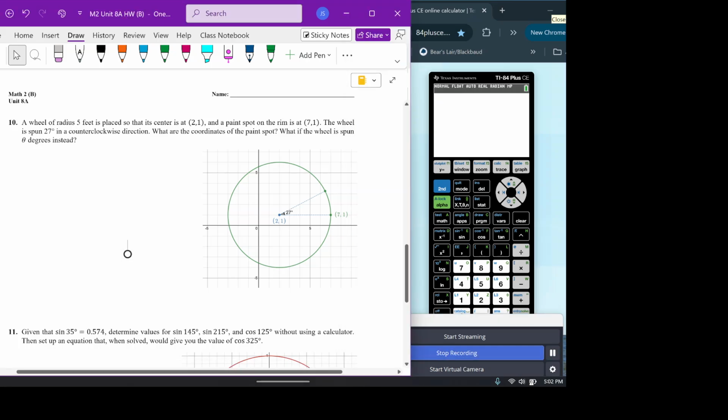All right, number 10 in 8A is one of these wheel spinning problems. And notice the point that we're spinning is directly to the right of the center of this rotation. So that's kind of the setup we want for measuring those theta reference angles that we've been using for these rotational problems.